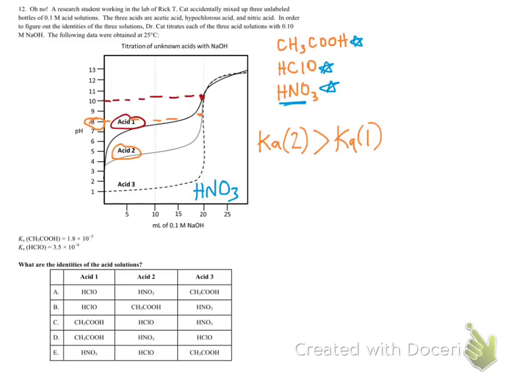So, which one is which? Well, it appears that acetic acid is the stronger of them, and then hypochlorous acid is the weakest, given these K values. So, that means that we can say, for certain, that acid 3 is HNO3, acid 2 is acetic acid, so I'm just going to write that in here, acid 2, and then this must be acid 1, the weakest of the three. So, which of these matches up with these data? It's going to end up being choice B.